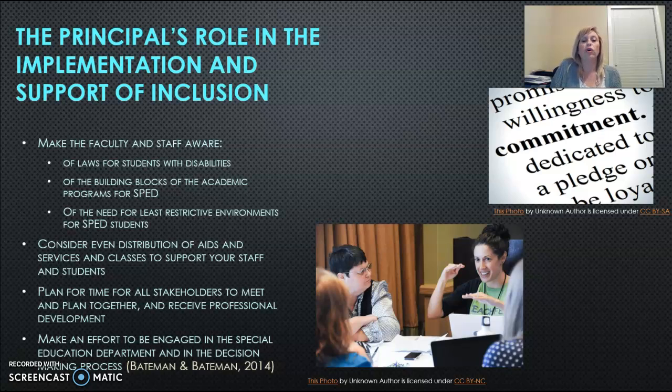Plan a time for all stakeholders to meet, plan, and receive professional development, and make every effort that you can to be engaged in the special education department and in the decision-making process. Bateman and Bateman, 2014.